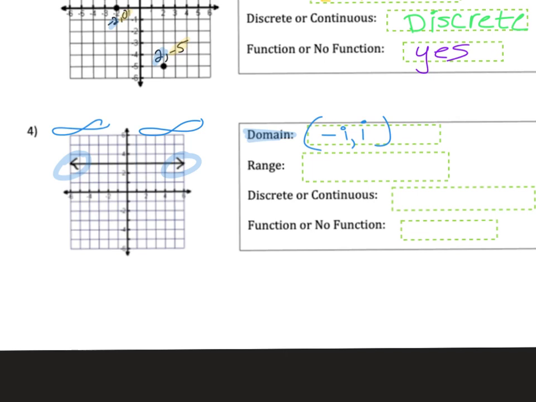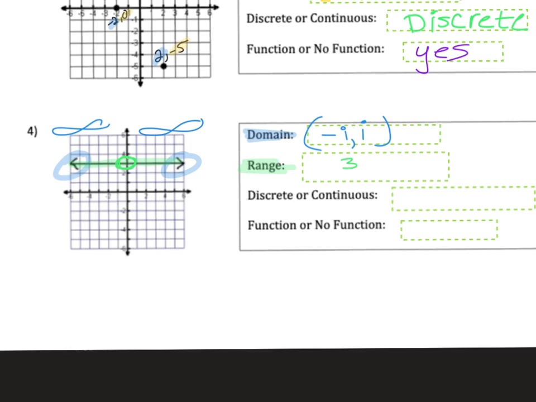Yep. The range is a little bit tricky for this one. So remember that your range is simply your y values. And because this is a flat horizontal line, it actually only has one y value. This graph goes through the 3, and that's the only y value that it goes through. So this time the range is just going to be 3. Now, because it's only the number 3, not between 3 and something else, we are not going to use interval notation.